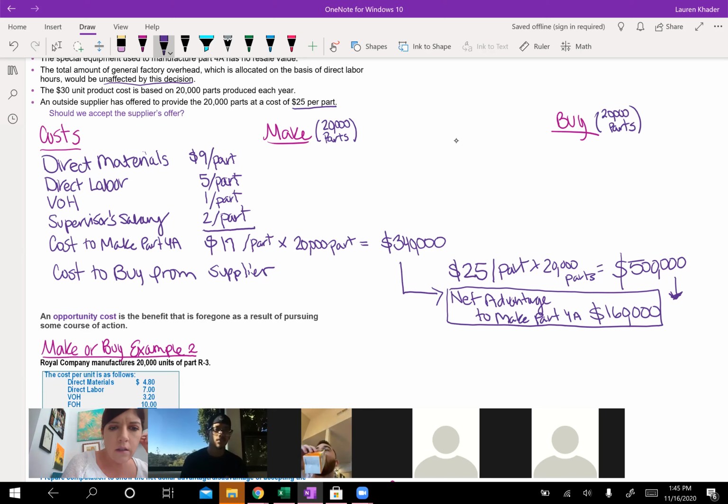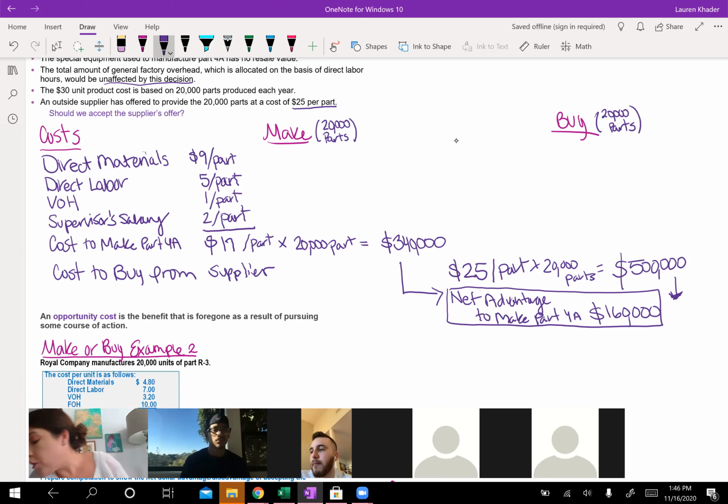Does this one make sense? Yes. We're going to add an extra element to it. So that was just a straight one where you didn't really have any other opportunities or potential opportunities out there. But we need to consider the opportunity cost of another potential benefit that we could be having if we were able to outsource our production.